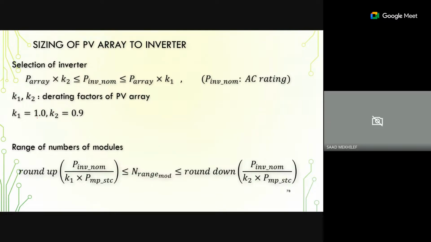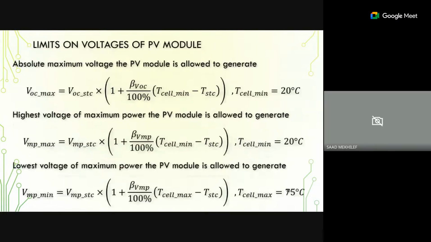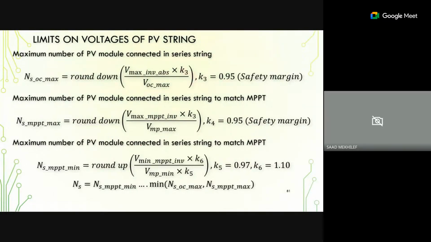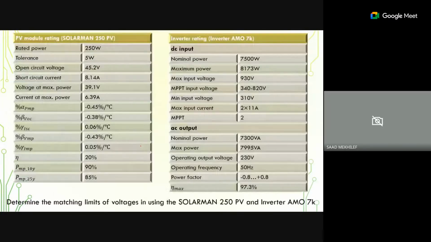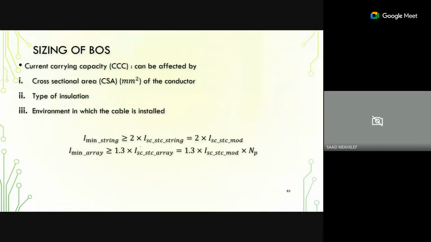And then in terms of sizing, as I say, it's a very detailed calculation, which I will share with you, but this is how you calculate the accurate design. Okay, determining them. Yeah. So this is how we calculate the number of panels in series and parallel, and the minimum voltage and minimum current. This is the balance of system, BOS.